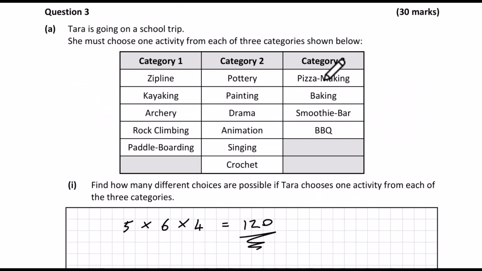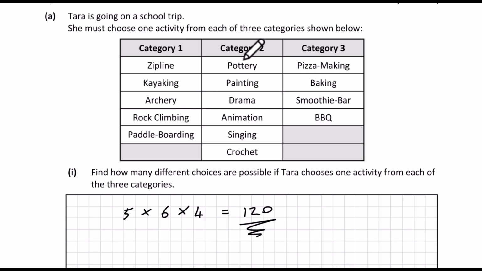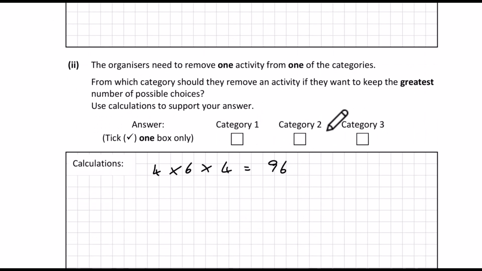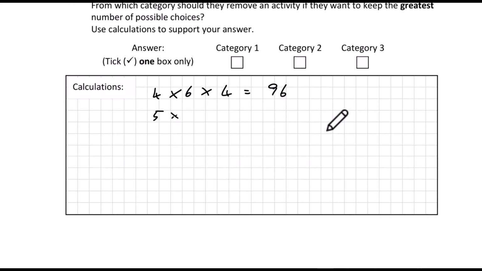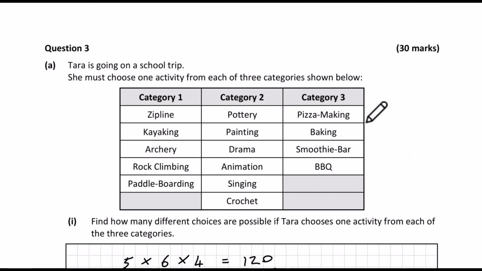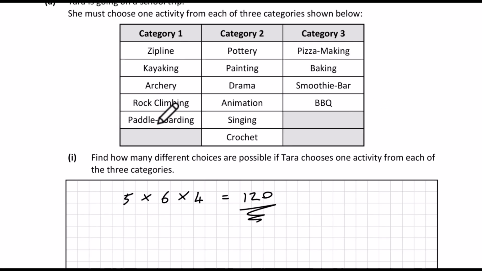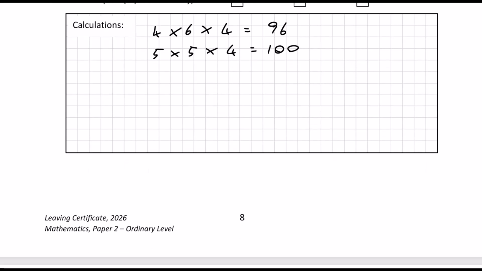Well, let's say we put that one back in here and we take one out of the middle category. So that would leave us with 5 times 5 times 4. That'll leave us with 100 options. So that's a better one. Let's have a look at the next one. Let's say we have 5 here, we have 6 here, and let's take one of these out. So it's 5 times 6 times 3, which will give you 90.